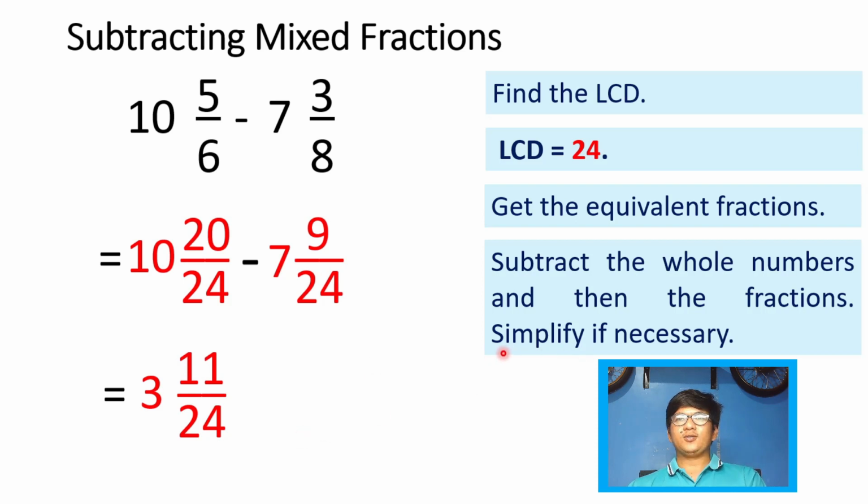So, last, we need to simplify. But on this given, our answer or difference is already in lowest term. So, our final answer is 3 and 11 over 24.